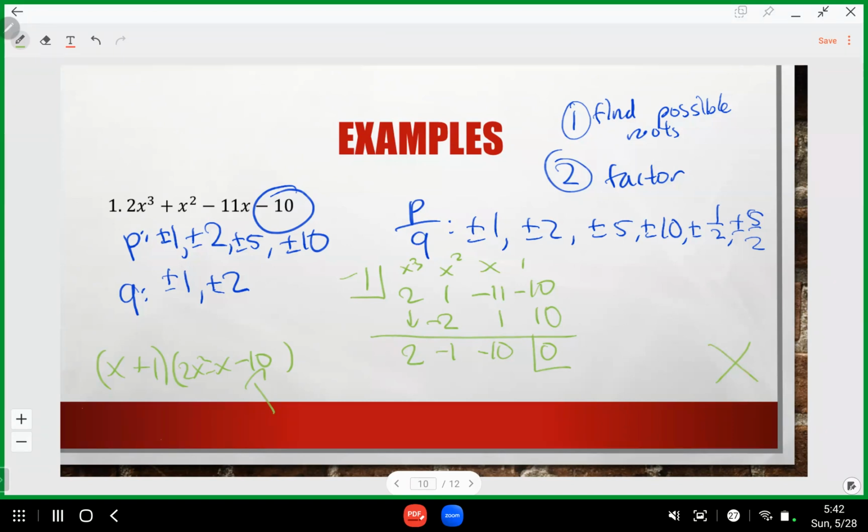So the factors of 2 could be 2 and 1. Great. And the factors of negative 10 could be... Just say a random one. We'll test it out. Negative 1 and 10. 2 times -1 is -2 plus 10 does not work. We have to get it to add up to -1, which is -1x.